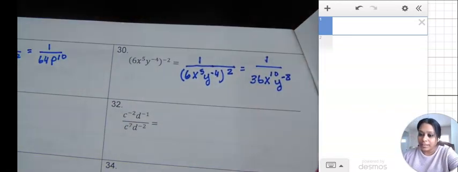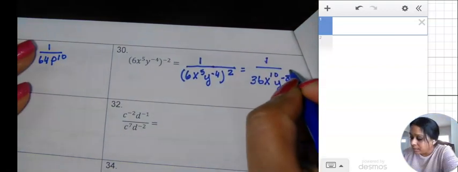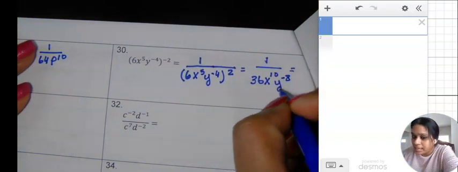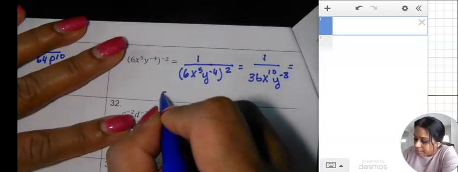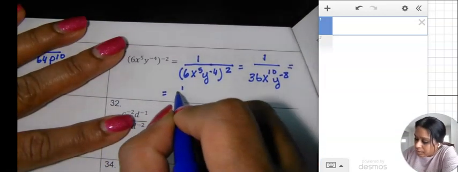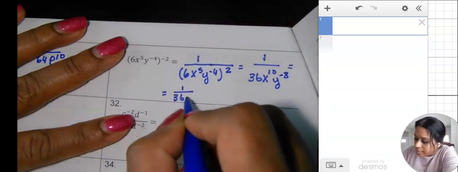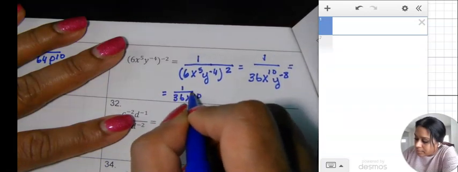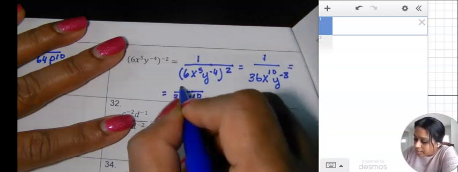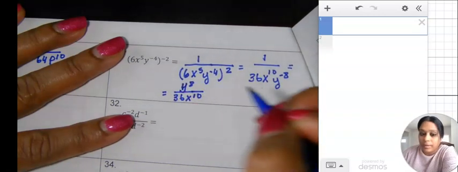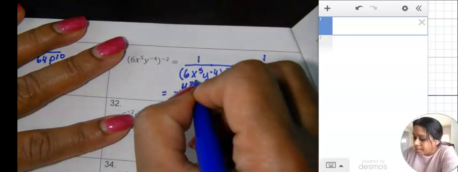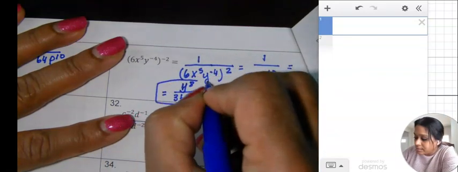And my goal is not to have any negatives, so I'm going to go ahead and move only y to the negative 8 into the numerator. So I'm going to write it down here. So that's 1 over 36 x to the 10th power, and then the y goes at the top. Actually, I didn't need the 1, so I'm just going to make that y to the positive 8. That right there is my answer.